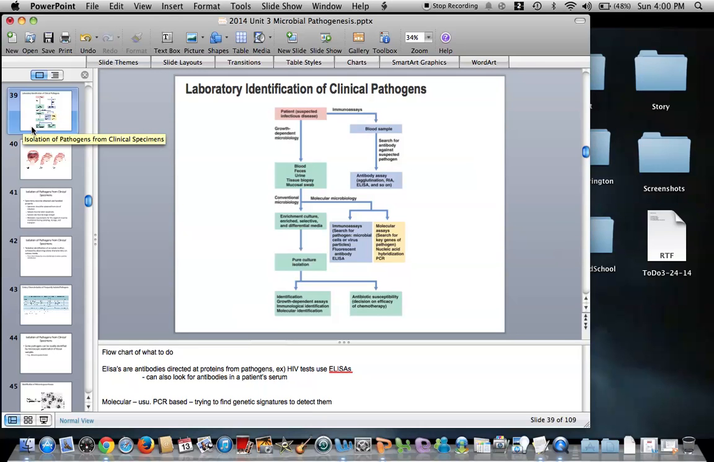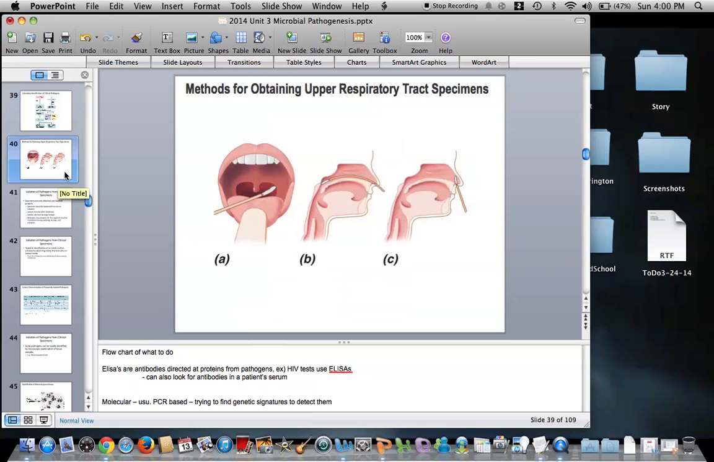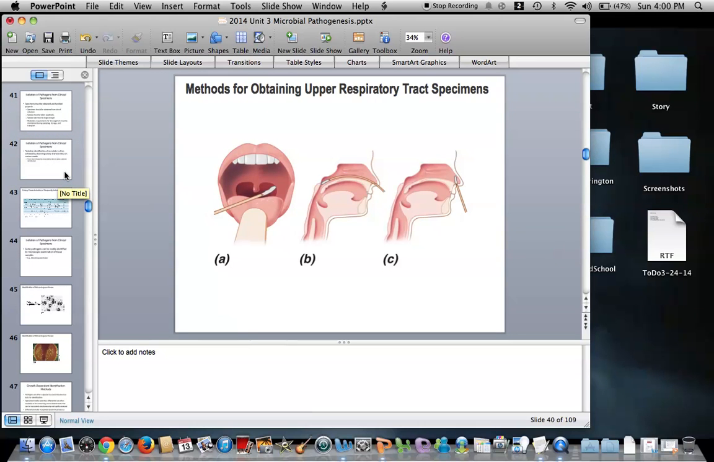Lab ID of unknowns, there's a bunch of things you can do. Important to note, ELISAs use antibodies that are directed at proteins from specific pathogens, so HIV tests are done with ELISAs. And you can also look for other antibodies, so the antibodies in a patient's serum. You can also use molecular techniques like PCR to detect things. So this is just a normal throat swab.